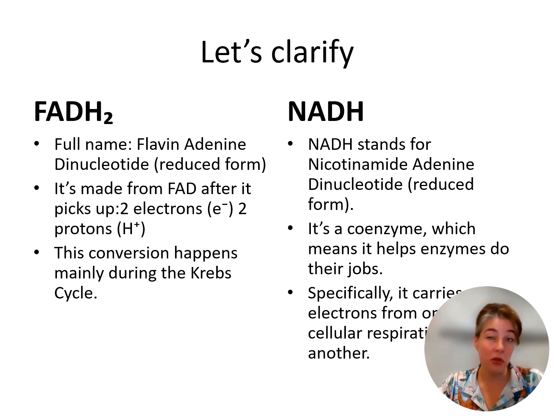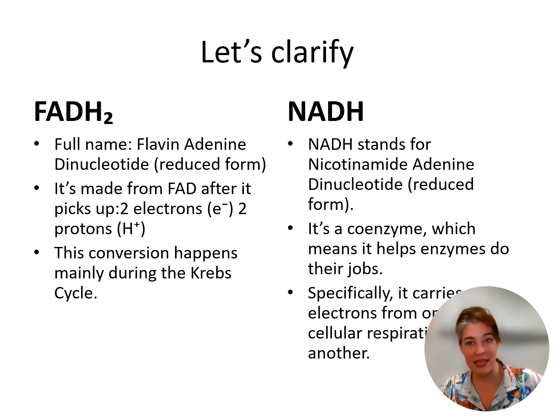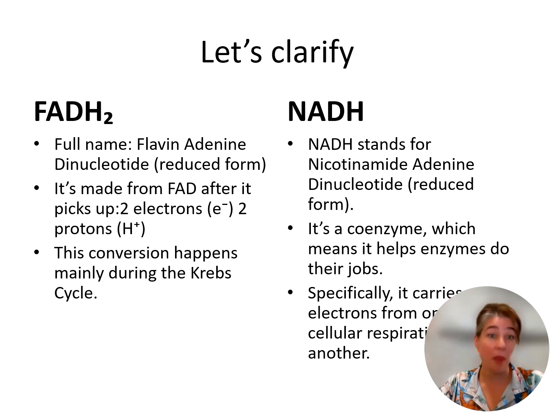So FADH2 acts like a delivery truck for those high energy electrons, and it takes these electrons to the electron transport chain, the ETC, in the mitochondria. In the ETC, it drops off those electrons, and those electrons help pump protons across the mitochondrial membrane. And this is part of the process of making ATP, energy. Whereas NADH does the same basic job as FADH2, but is a bit more powerful. It delivers electrons to the ETC, creating a proton gradient that drives ATP production.